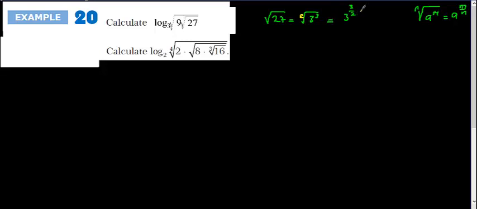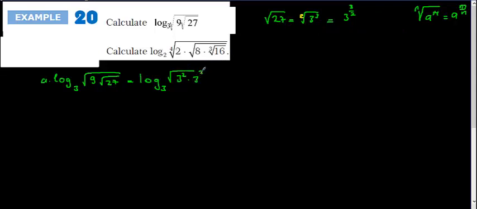If we rewrite this term here, this is the first one, logarithm base 3 of square root of 9 times square root of 27 is equal to logarithm base 3 of. Square root of 9 can be written as 3 times, here I found that 27 is equal to 3 to the power of 3 over 2.